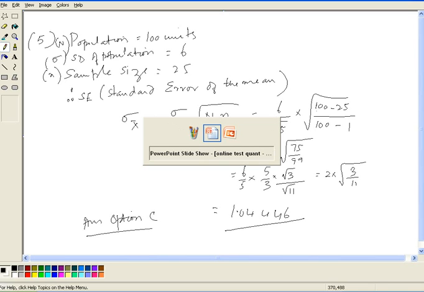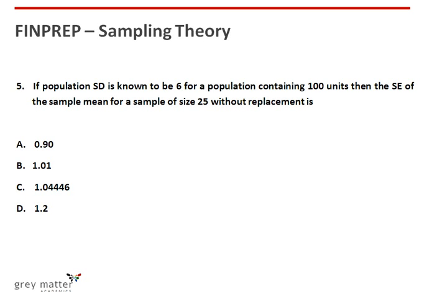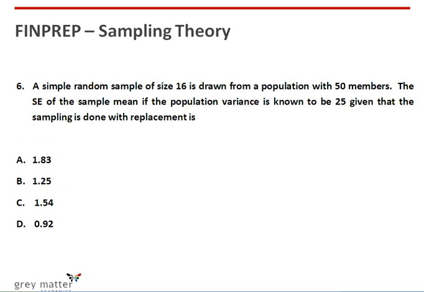Going back to our PowerPoint presentation, the answer is option C, which says 1.04446. Sixth question. A simple random sample of size 16 is drawn from a population with 50 members. The standard error, SE, of the sample mean if the population variance is known to be 25, given that the sampling is done with replacement.